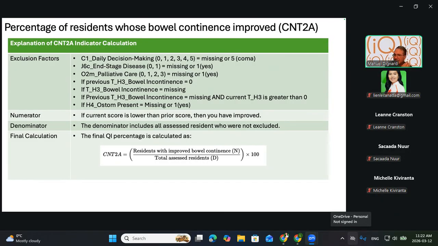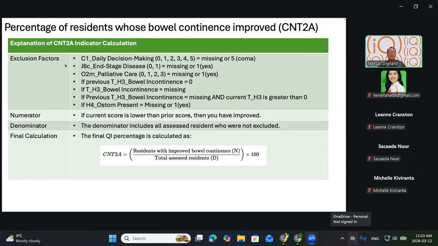So the bowel continence improve, right? Helps us monitor residents who show improvement in bowel continence. So if we look at the calculation, okay, and again, we're using those temporary variables, right?